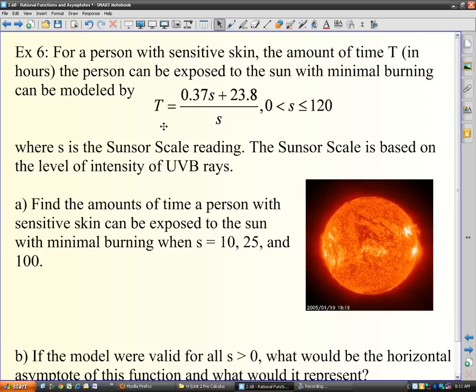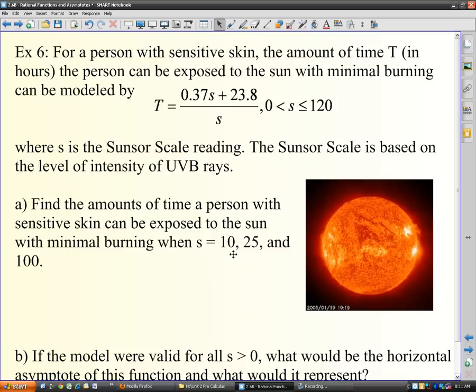And so we have this S, which is our sun sensor scale on how strong the intensity of the UVB rays are. We want to find the amount of time a person with sensitive skin can be exposed to the sun with minimal burning when we're at a sun sensor scale of 10, 25, and 100.